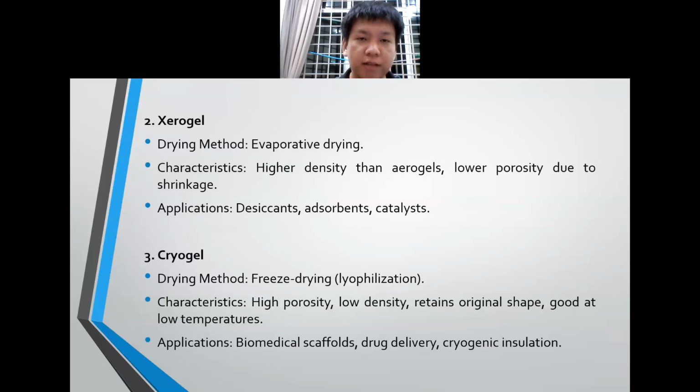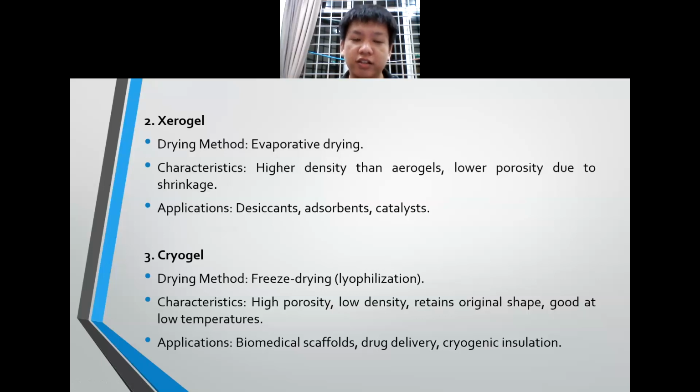The second product is xerogel. This type of gel is made by evaporative drying. The characteristic of xerogel is higher density than aerogels but lower porosity due to the shrinkage. The application of xerogel is desiccants, absorbents, and catalysts.